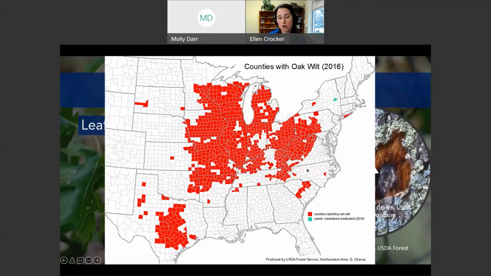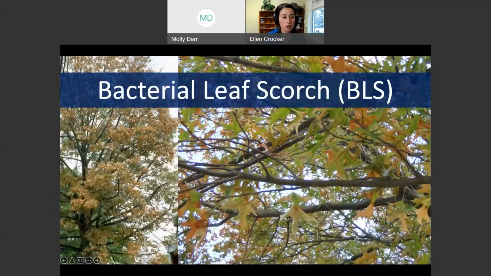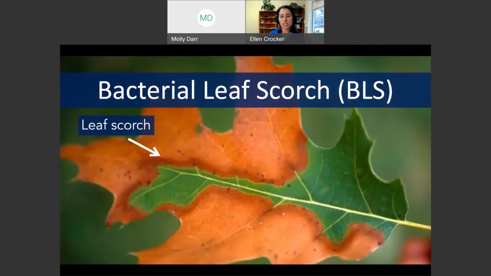Now, that could always change, and it certainly is a major issue in other parts of the country, especially in the Midwest, upper Midwest, parts of Texas. Instead, what I see is a whole lot of something that looks quite similar. So on our landscape aging red oaks, instead what I see is tons of bacterial leaf scorch. The symptoms are going to look very similar in terms of leaf scorch from the outside edges in.